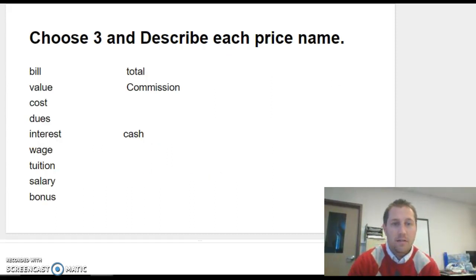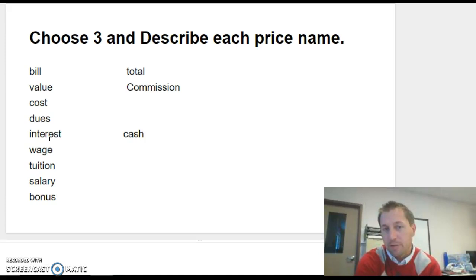Next slide. All right, these are price names. These are things that prices have been named other than just price. So you have like a bill, you have a value, you have a cost, dues, interest, so forth and so on. What I'd like you to do here is choose 3 and describe why is that name and what does that name actually represent, even though it could also mean price. And then find me a picture of them.